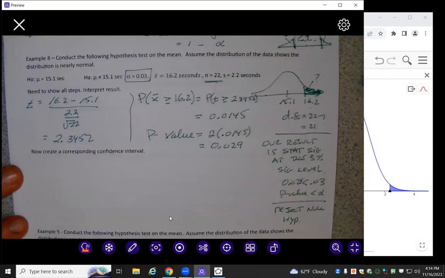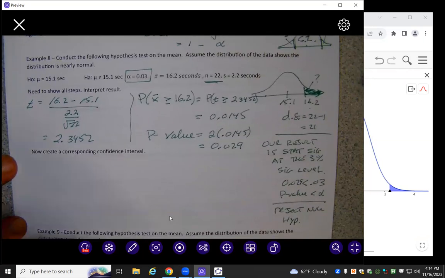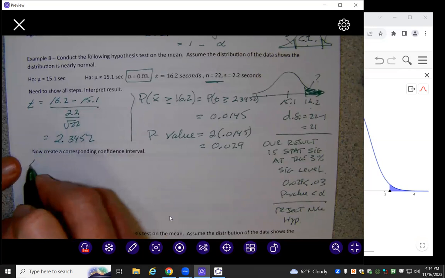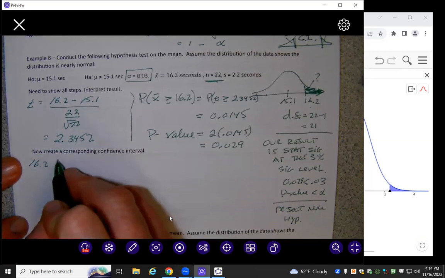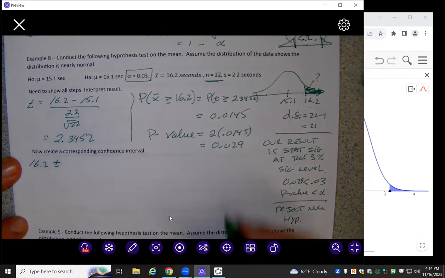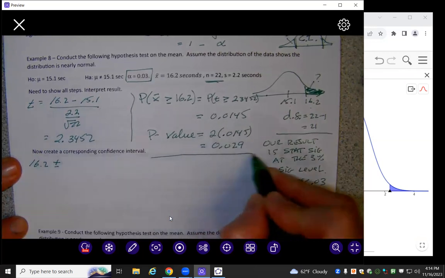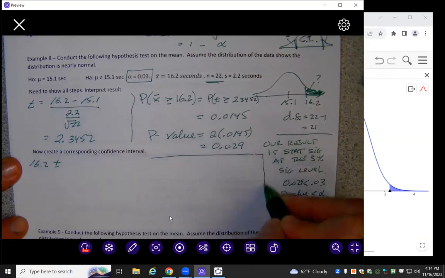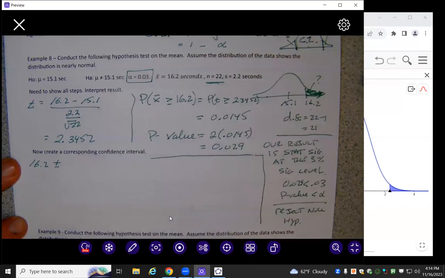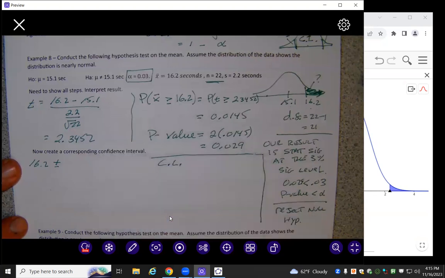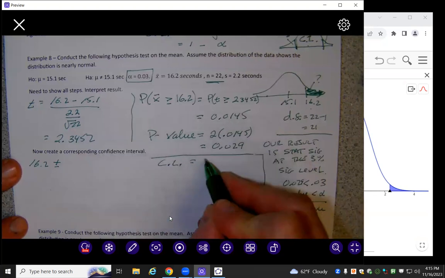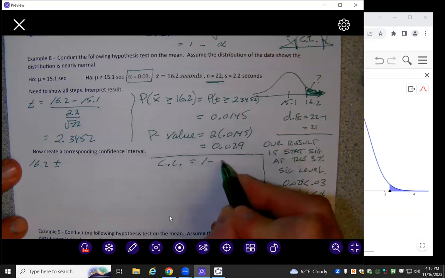Great. Now let's do a corresponding confidence interval. A corresponding confidence interval would be 16.2 plus or minus, and now I need my t critical. Again, this is based on degrees of freedom. And of course, I also need to know what the confidence level should be. So now the confidence level should be 1 minus alpha.